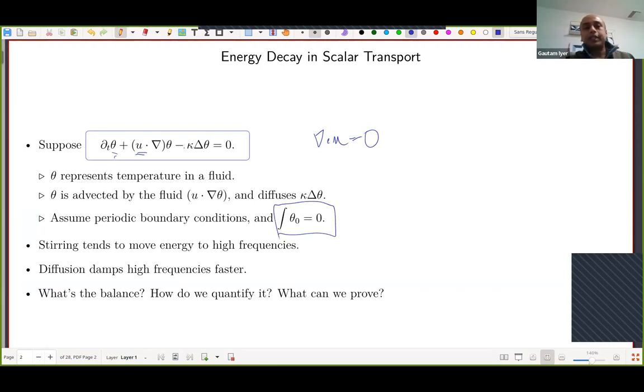Kappa is the diffusivity. And for simplicity, I always use periodic boundary conditions throughout this talk, so we just work on the torus.